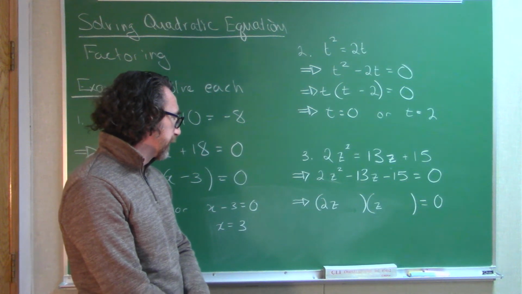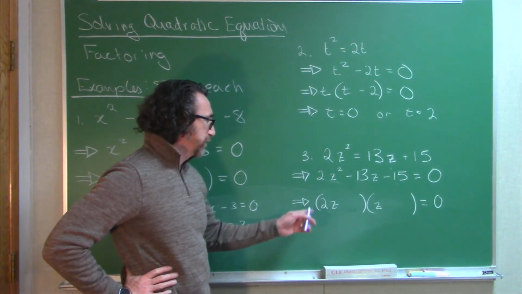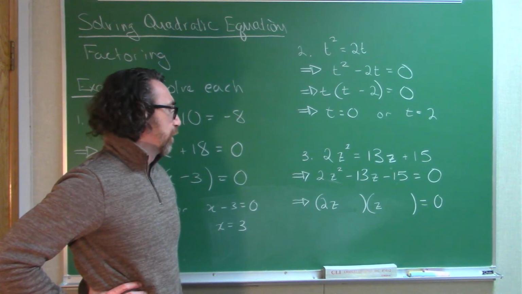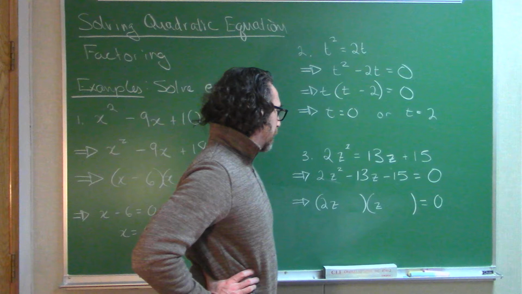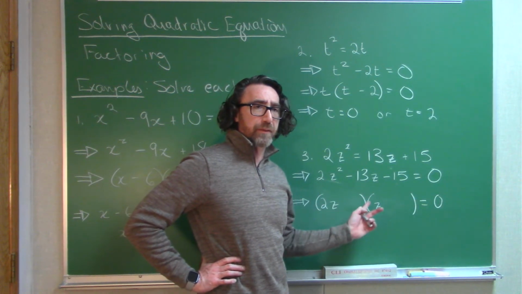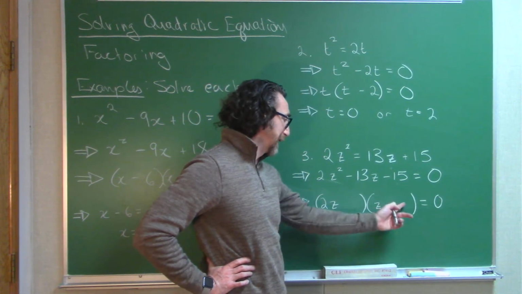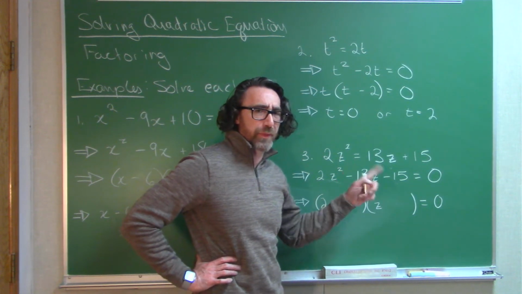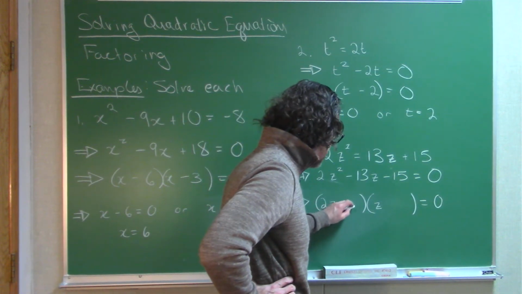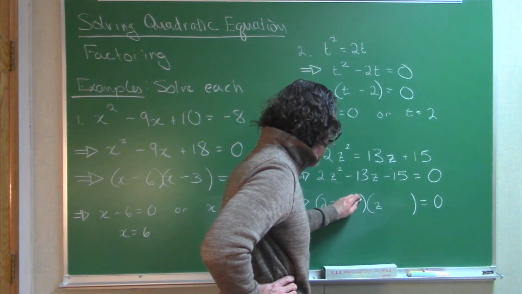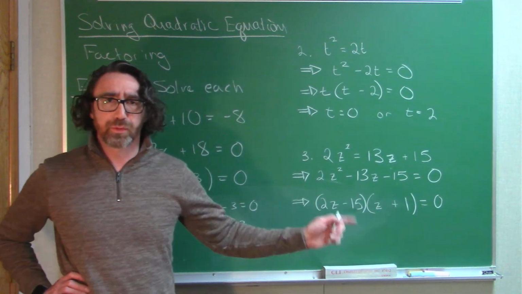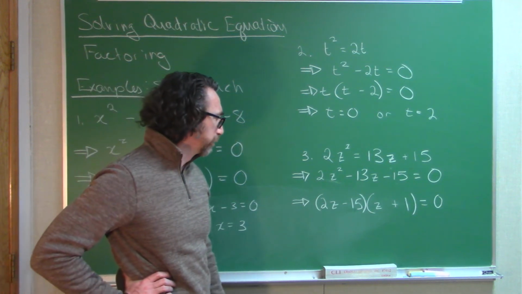Let me do some thinking here. They have to have opposite signs. I'm tempted to do, well, 2 times 5 would give me 10, and then 3, so that'd be 10z and then a 3z, but I don't think I can make that work with the signs that I have. So I'm thinking I actually need this combination, minus 15 and plus 1. Okay, 2z minus 15, z plus 1.